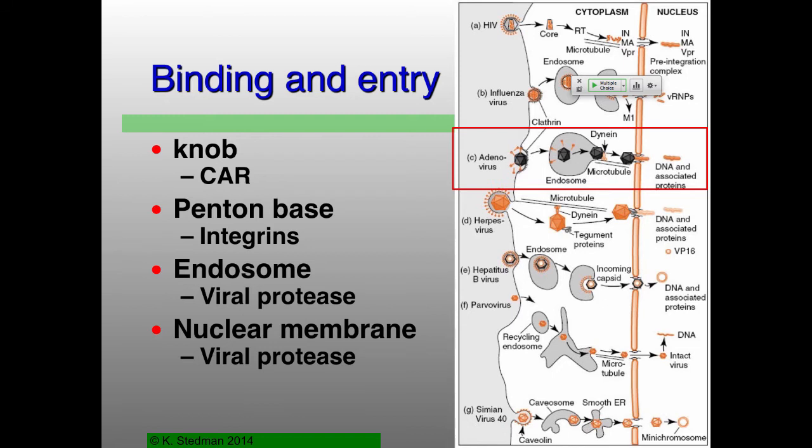Once you get inside the endosome, there's a proteolytic cleavage that takes place. That's a viral protease. We haven't talked about it. If you're interested, we can look up exactly which one it is. And then that viral protease, which is activated by this lower pH, helps the virion, which is now modified, to get out of the endosome. Once that virion finally gets to the nuclear membrane, a second viral protease is activated that then degrades the capsid and allows the DNA to come inside the nucleus.